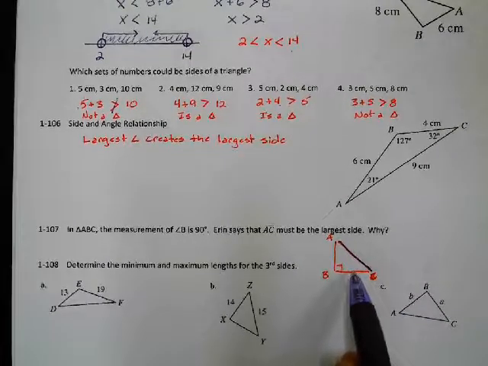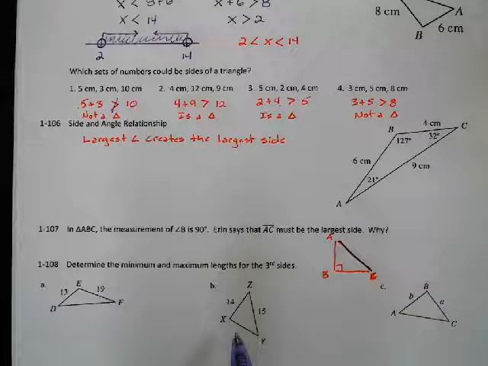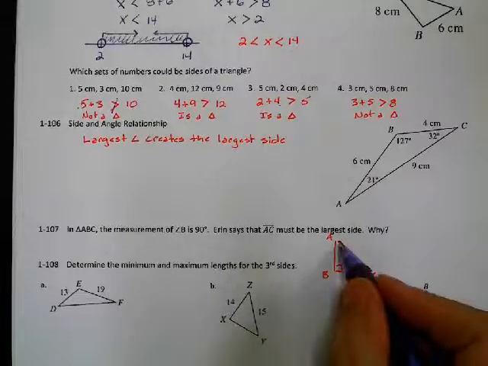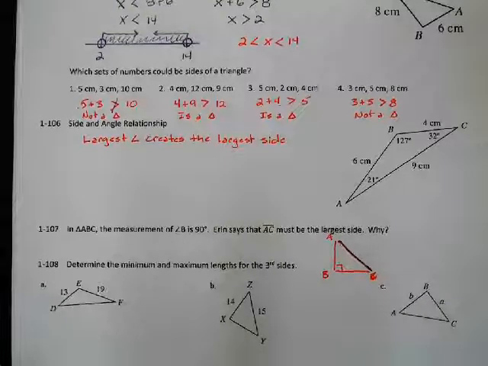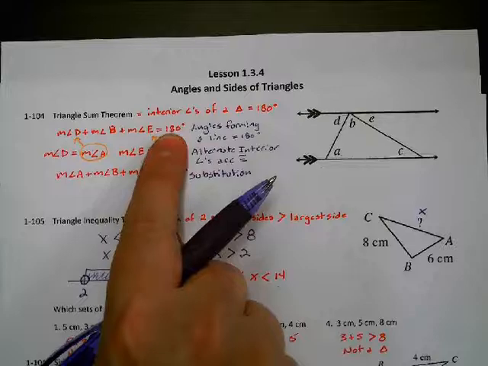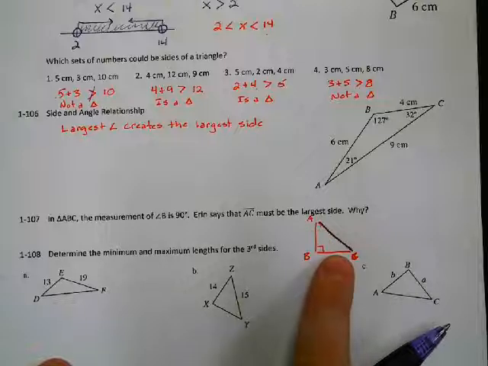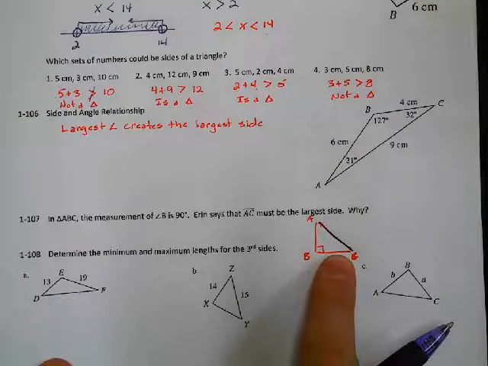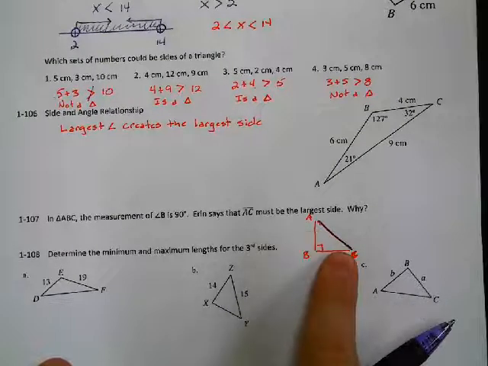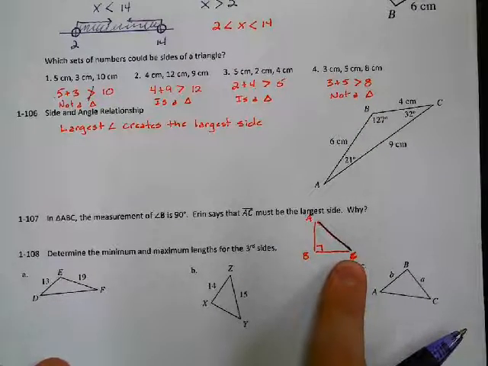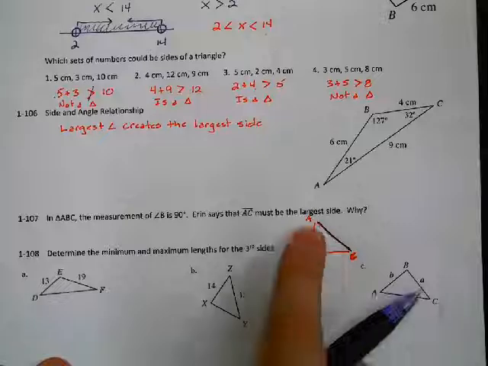Aaron's correct. Aaron's correct because these two other angles, angle A and angle C, they have to be smaller than 90. Because remember right at the beginning, these angles add up to 180. So if I've already got 90 degrees here, these two angles together have to add up to 90. So that means individually, they're both smaller than 90. So angle A and angle C have to be smaller than 90, meaning that AC has to be the longest side because B is the largest angle.